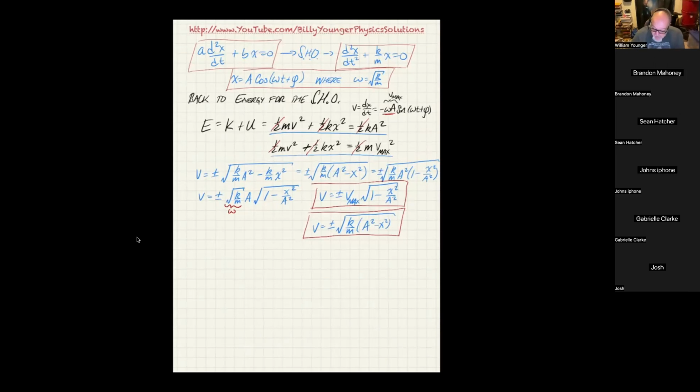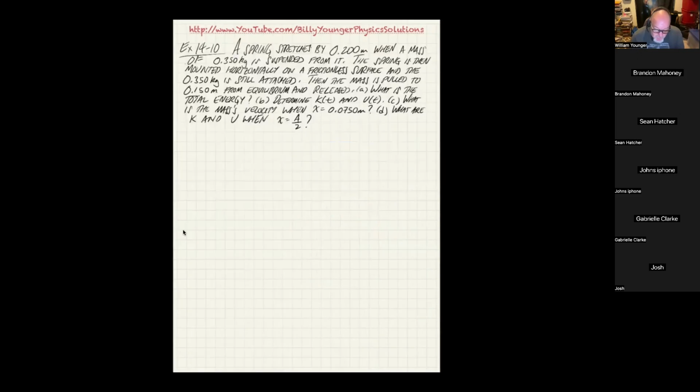So let's look now at a very specific example of an energy calculation. So this is very much like your book example. I'm doing more or less the same type of example, but I've made entirely different numbers. And actually the whole wording, everything's a little different basically. So a spring stretches by 0.200 meters when a mass of 0.350 kilograms is suspended from it. The spring is then mounted horizontally on a frictionless surface and the 0.350 kilogram is still attached. Then the mass is pulled to 0.150 meters from equilibrium and released.